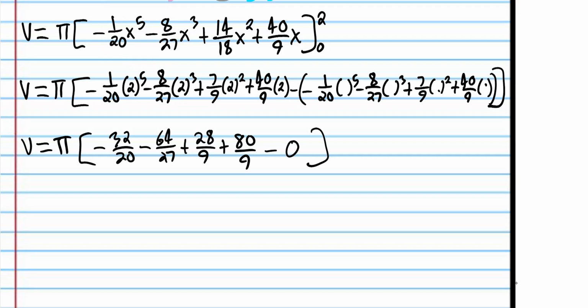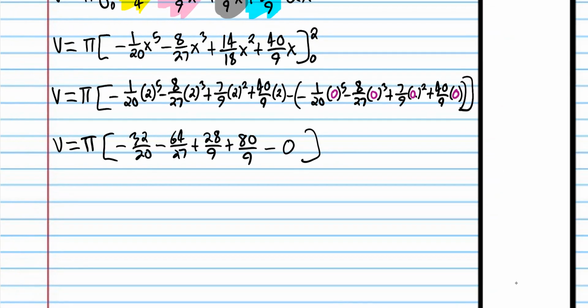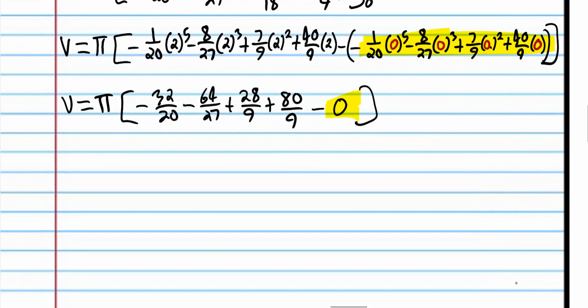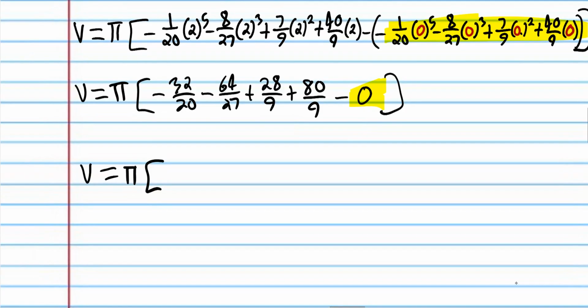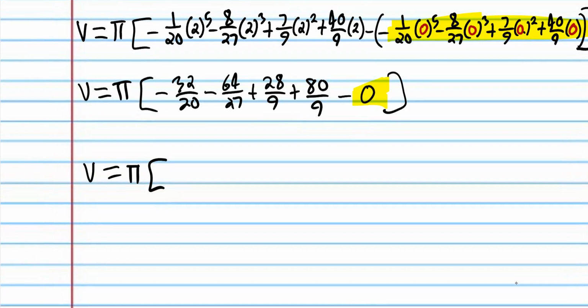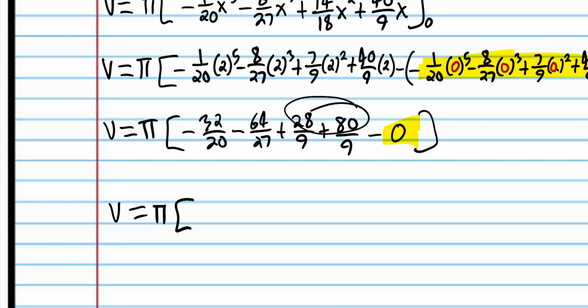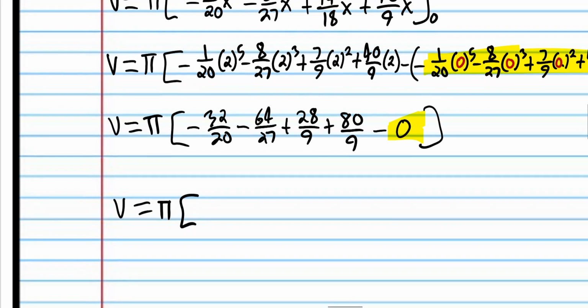So up here we have purple 0's. Okay, so all that stuff turned into 0. So now we can simplify this a little bit more, I guess. 28 plus 80 is 108. We can reduce this to 16 over 10, which is 8 over 5.